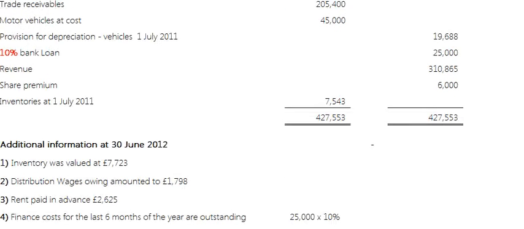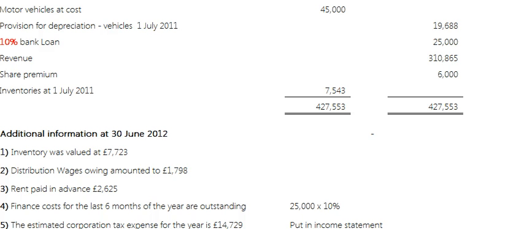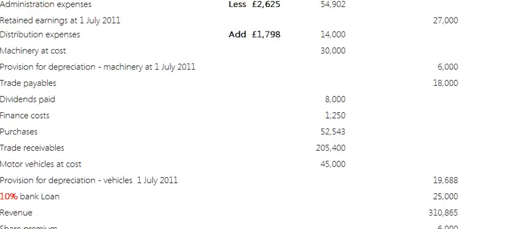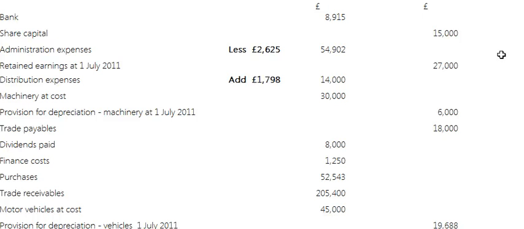Okay. Number 3 is rent paid in advance 2625. That's a prepayment. Rent is an admin expense, so go up to administration expenses, and you need to deduct 2625 from the 54902.